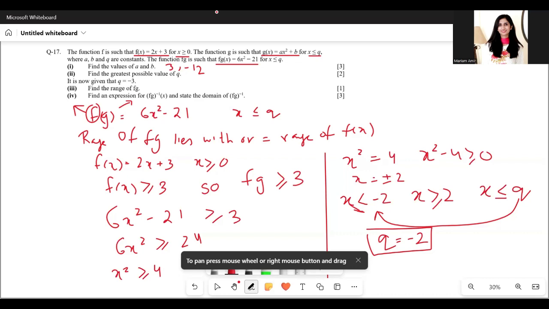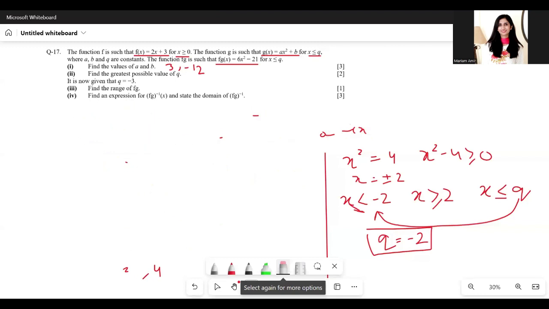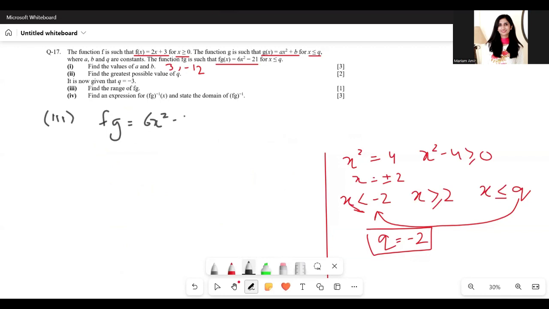Part 3 is, it is now given that q is equal to −3. Find the range of fg. So for part 3, fg is equal to 6x² − 21, and x ≤ −3. We have to find the range of fg. So when x is −3, what do we get here? 6 times 9 minus 21, 33.